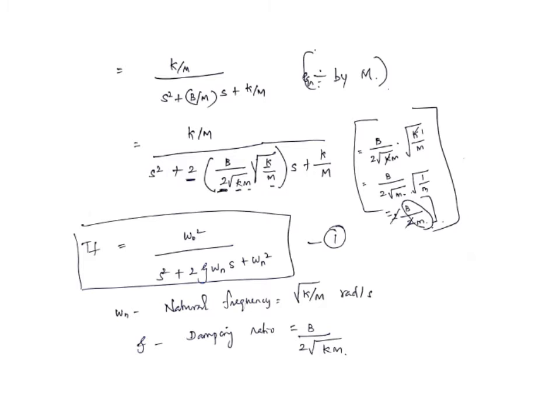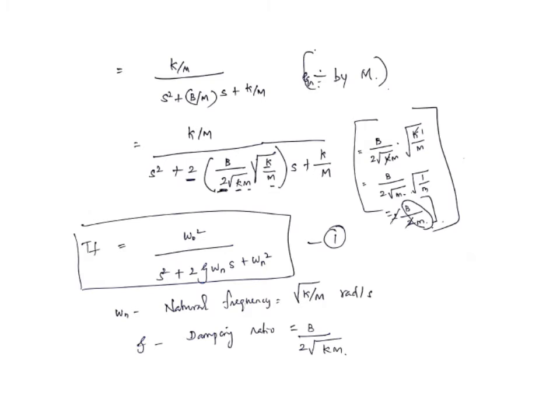Okay, now we're going to divide the equation by m. Therefore, the numerator is k by m and the denominator is s square plus b by m s plus k by m. Then we have k by m into this, which is just a small manipulation. That manipulation I have also explained here, which is given as b by 2 root of k m into k by m.